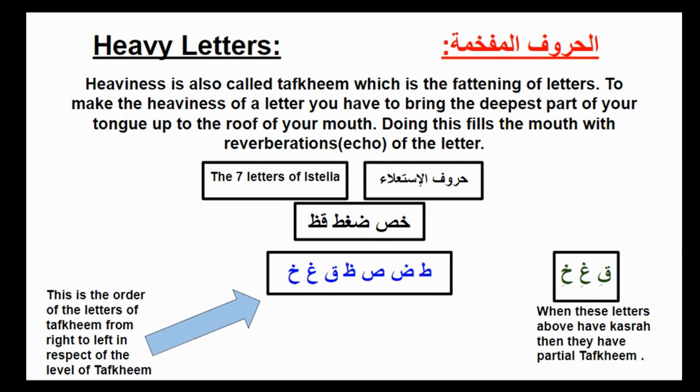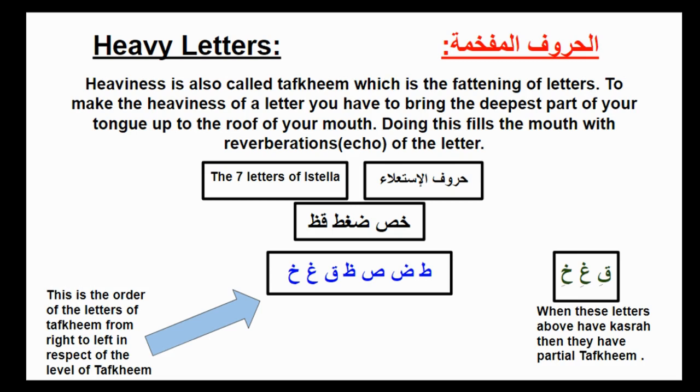And heaviness is called Tafkheem, which is the fattening of letters when you make it deep. So, to make the heaviness of a letter, you have to bring the deepest part of your tongue towards the top of your throat up to the roof of your mouth. Doing this will fill your mouth with reverberations or echoes of that letter. So an example would be ha, ba. So there are 7 letters of ista'la, which is another name for heaviness or tafkhim.